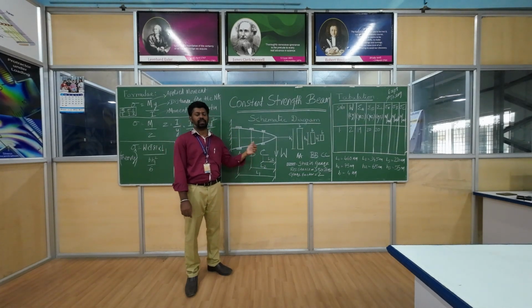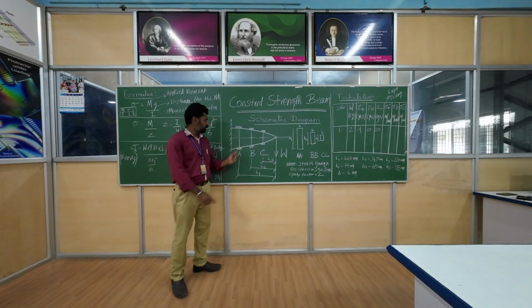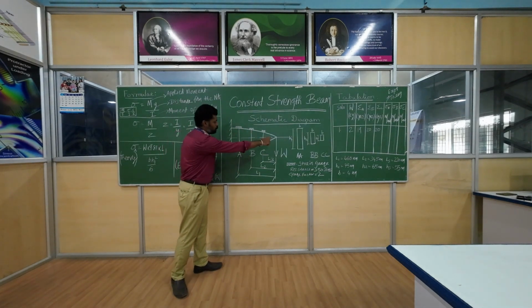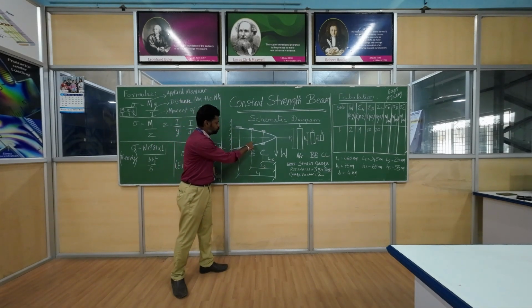Let us see the schematic of the beam, and then we will see how to get the readings from that beam setup, and then finally we will compute the strength using the theoretical formula. So let us see one by one. You can see this is the front view of the beam. You can see the depth keeps on varying.